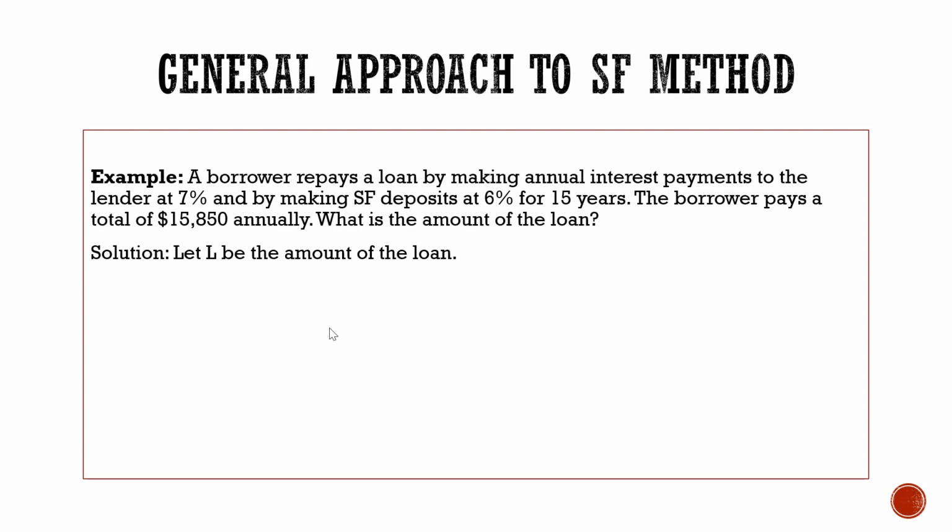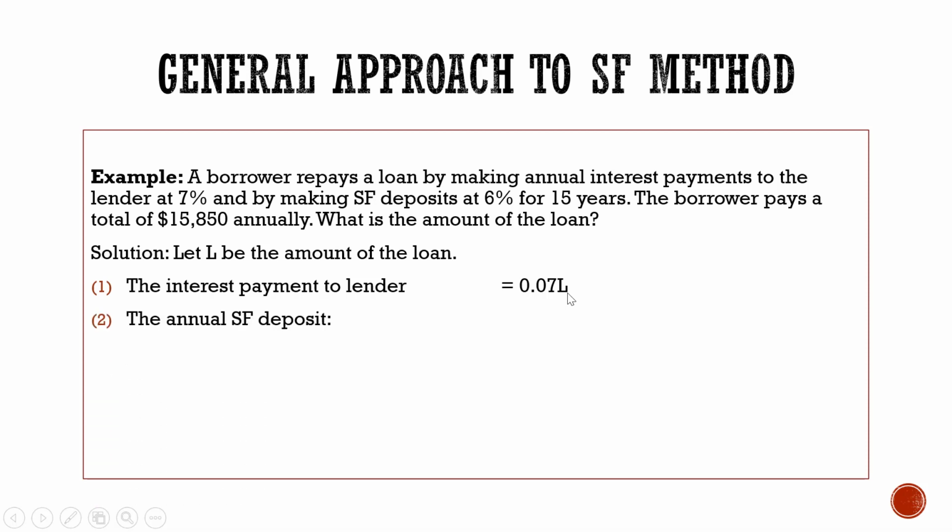Here let L be the amount of the loan. The first question is, what is the interest payment to the lender? Here, we use the first rate. It is 0.07 L. For the second question, the annual SF deposit is L over s angle 15 at 6%. So the annual payment under the SF method is 0.07 L plus L over s angle 15 at 6%. And solve this equation for L.